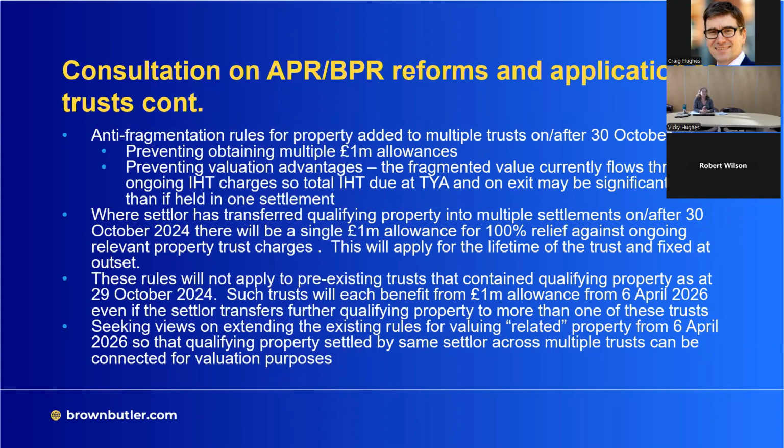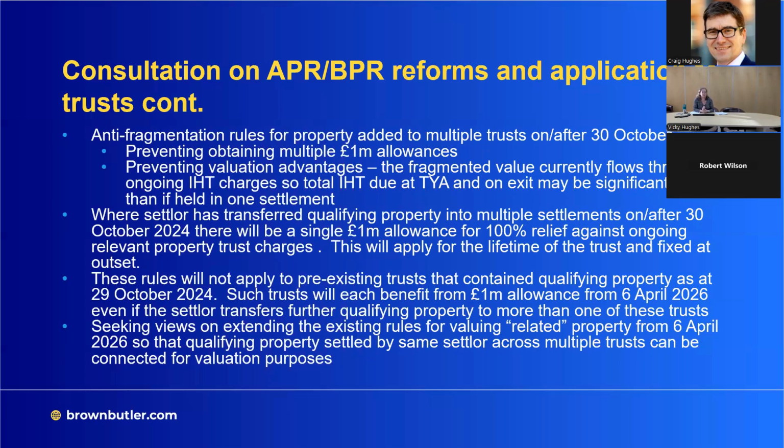It does explain that these rules won't apply to pre-existing trusts that contained qualifying property as at the 29th of October, and that those trusts would each benefit from a £1 million allowance from the 6th of April 2026, even if a settlor transfers more qualifying property into them after that. So again, as the actual legislation comes out over the following months, it'll be interesting to see what happens, but that does indicate that it might matter what assets trusts held on the 29th of October as to how much of an allowance they'll get.